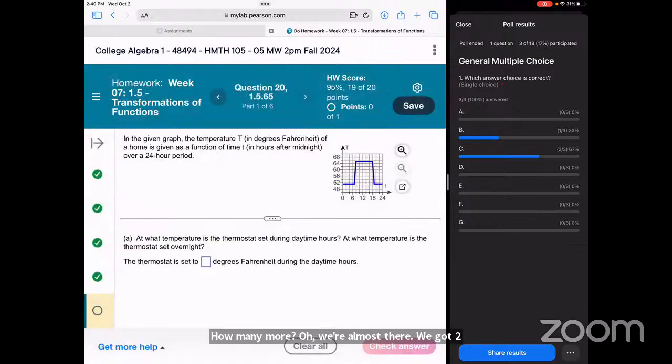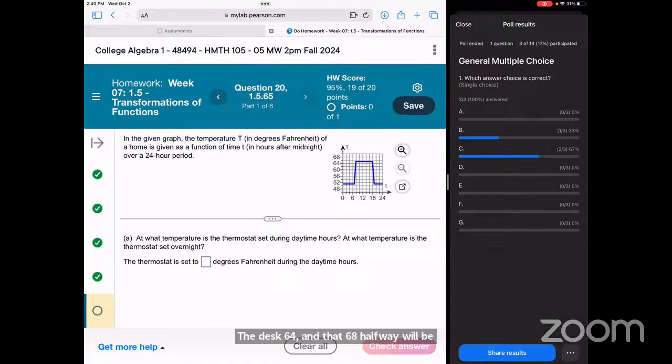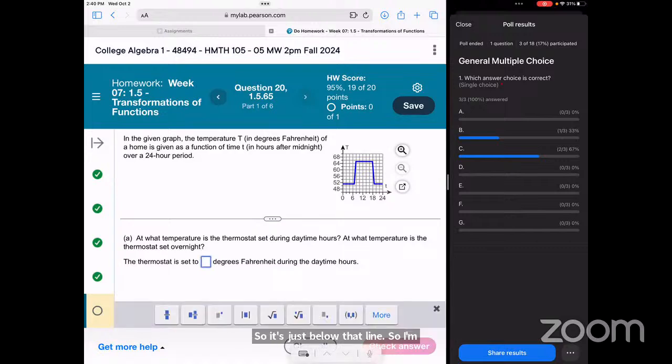Okay, so in the given graph, the temperature of a home is given as a function of time. At what temperature is the thermostat set during daytime hours? So during the daytime, if that's 64 and that's 68, halfway would be 66. So it's just below that line. So I'm going to put 65 degrees.